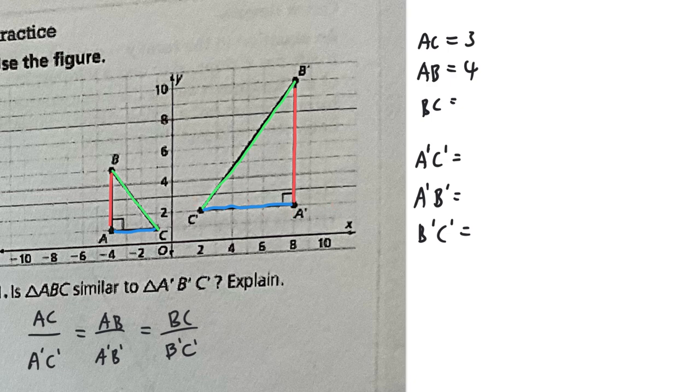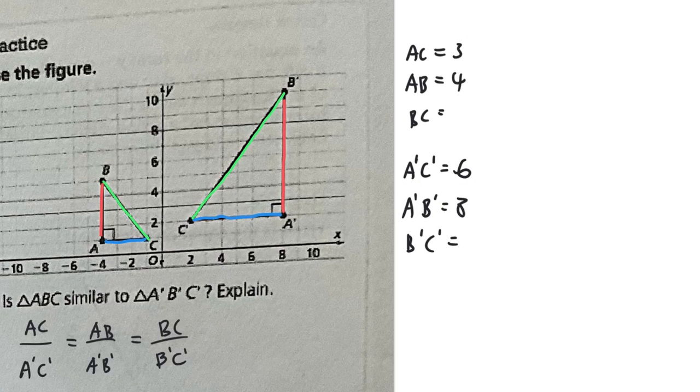A prime C prime is a matter of counting also. That's going to be 8 minus 2, which is 6. This would be 10 minus 2, which is 8. Okay, great. Hopefully my student watching recognizes that the small triangle kind of sort of looks like this, where that's a 3, that's a 4.